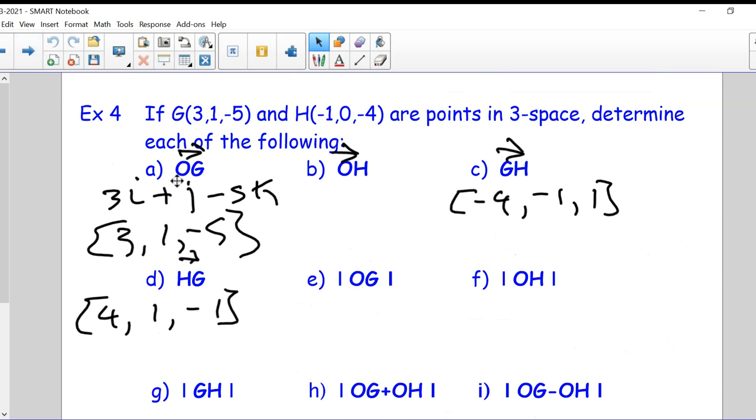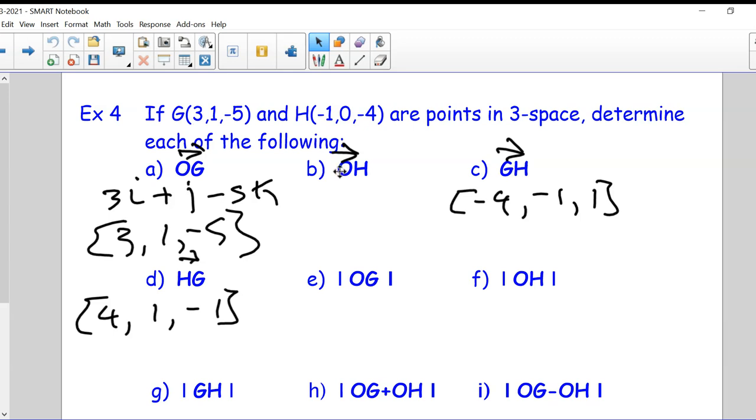And the first one was the OG vector, the point G. Remember, if it's an uppercase letter, it means it's a point. Uppercase letter followed by brackets means it's a point. So the point is at (3, 1, -5). And from the O to the G, so that's a position vector, it'll be 3 times the i vector plus 1 times the j vector minus 5 times the k vector. And this would be the vector representation of it here, right? And that's all that is.